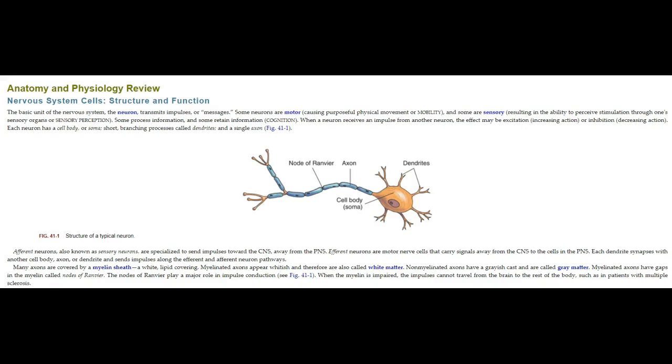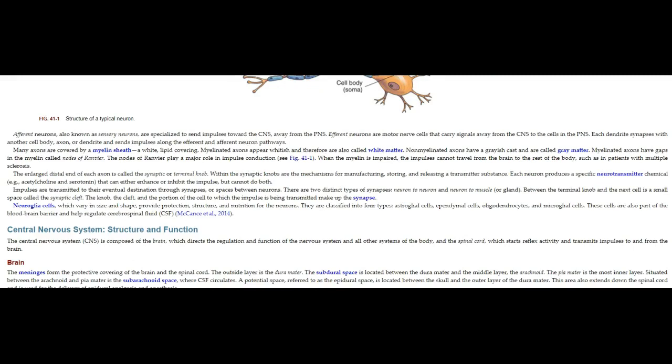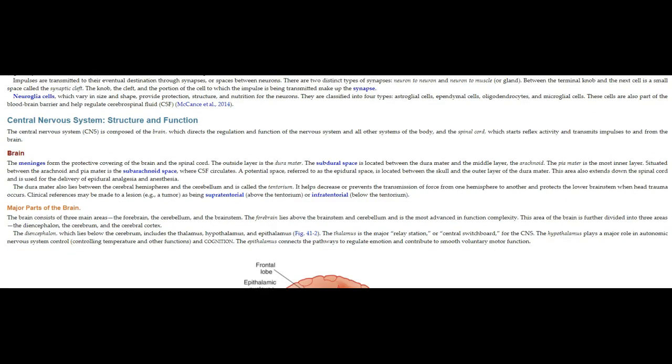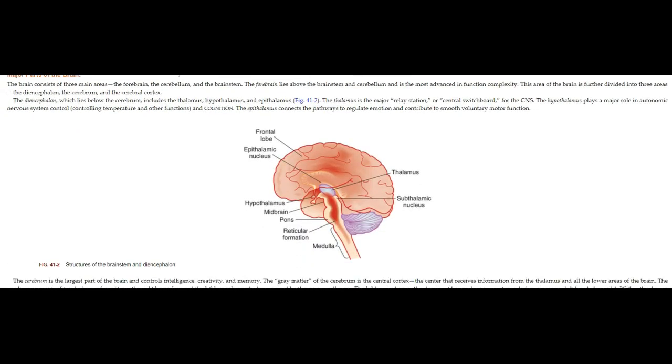I'm just going to scroll through this little section. This is very important. And this is like a quick synopsis of your anatomy and physiology that you had in the past.